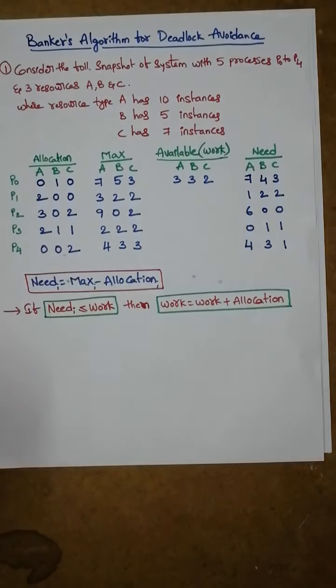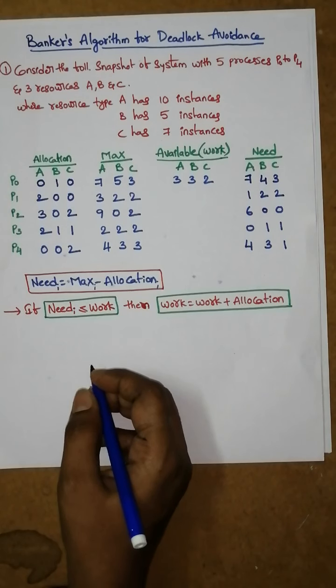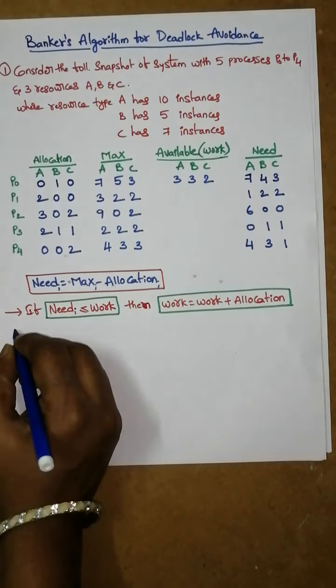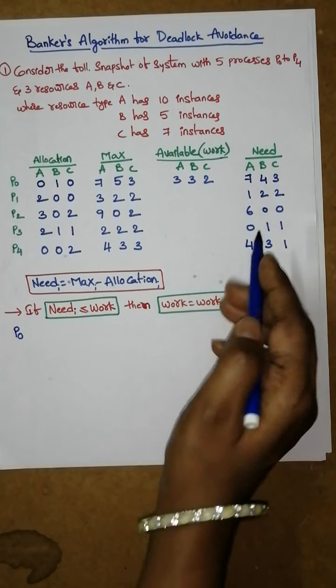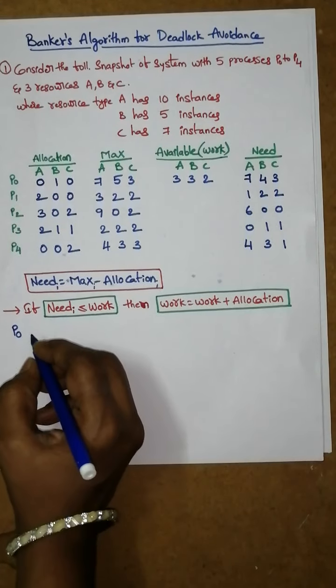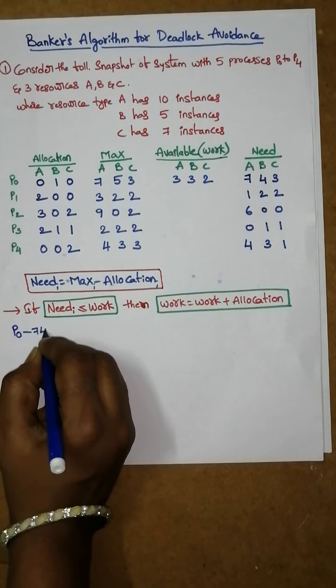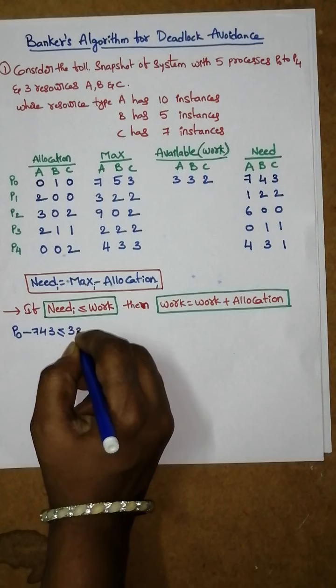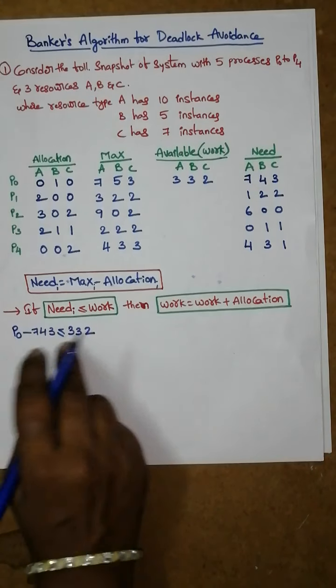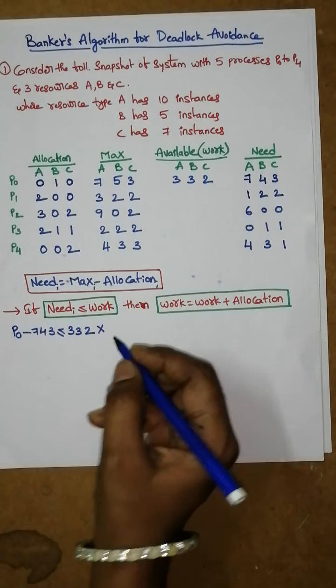Now let's see in detail step by step, process wise. The first process is P0. P0's need is how much? 7 4 3. Is P0's need 7 4 3 less than or equal to available 3 3 2? No, it's false. So we can't do anything.